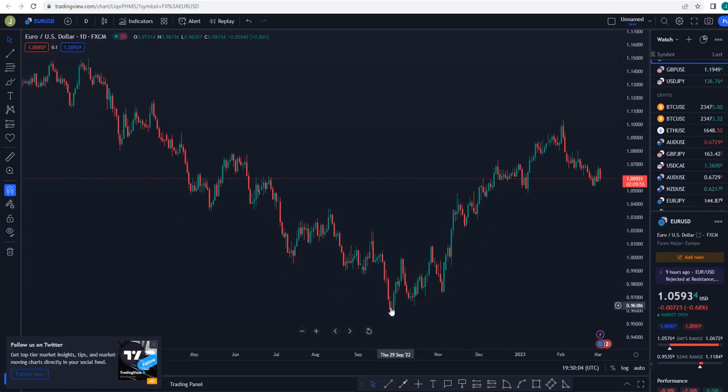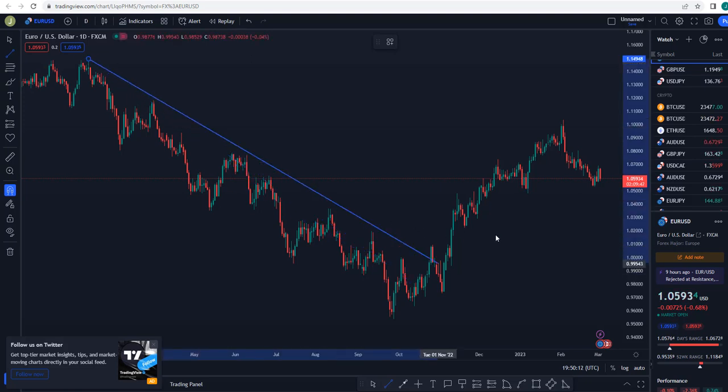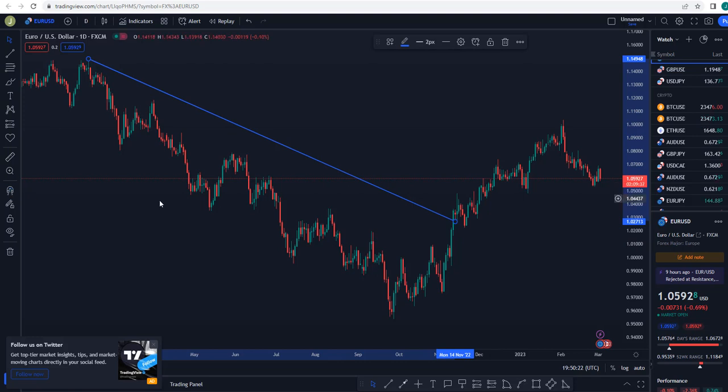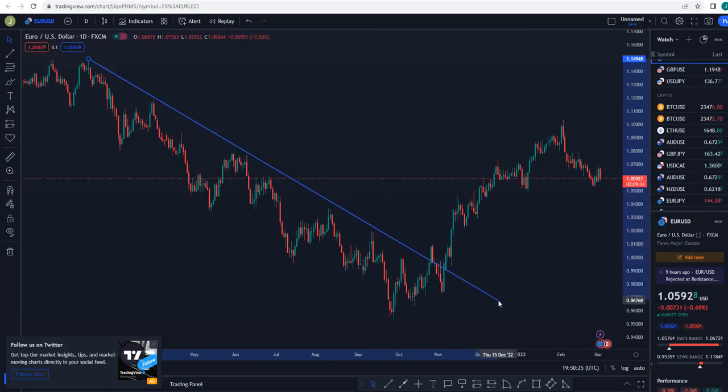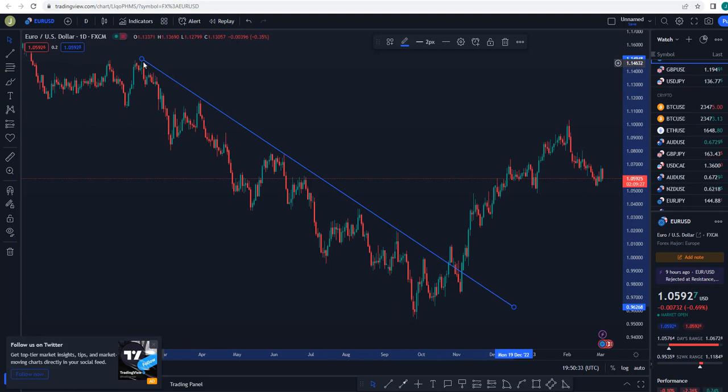Uptrend from here. If you look at this point here, there was a falling or descending channel, and if you look at it from here, okay, let me make it free. From here now, there was an impulse right here at 1.14779. Now there was an impulse to the downside.